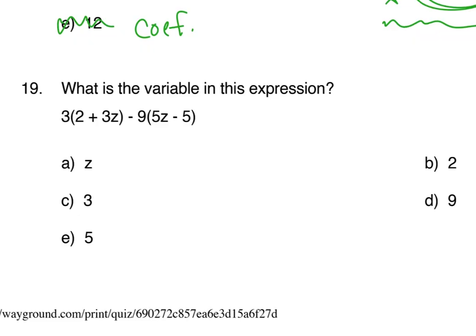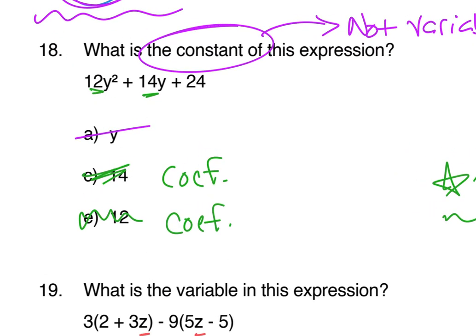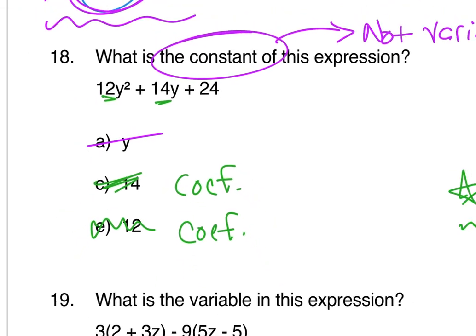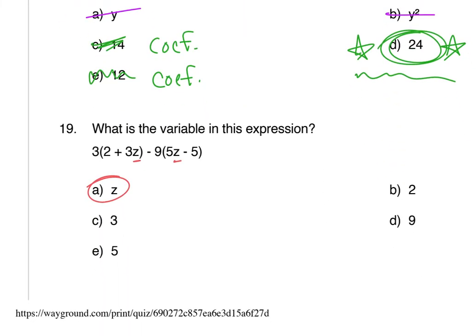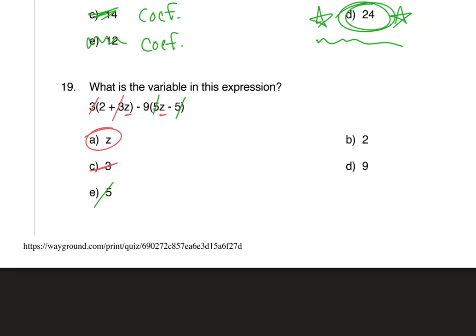What is the variable in this expression? There's a z there and a z there. It's because it's z. This up here had a y squared. So if you were being asked what's the variable up here, I could see why you might hesitate. You might think it's y squared or y, and you'd have a 50-50 chance. But here it's just z. There's a couple of 3's in the problem, but that isn't it. There's even a couple of 5's, but that isn't it. There's a 2 and a 9. Nope. It's z.